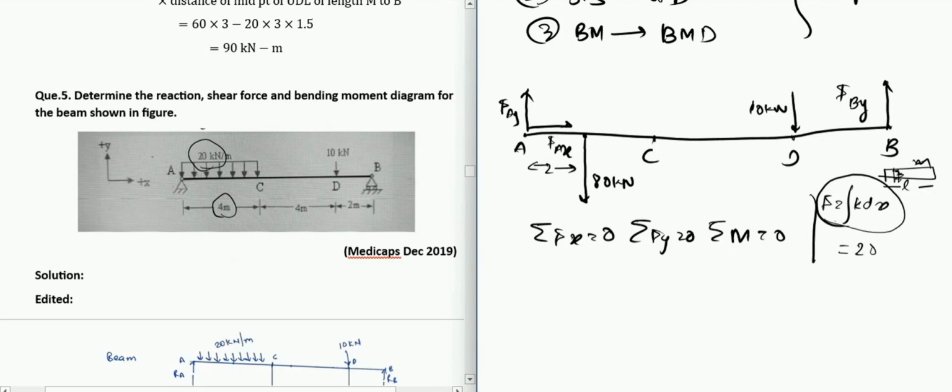So it is 20 into the integration from 0 to L, which is the total length of the beam, which is 4. So it will be 80, as explained earlier, and it can be assumed to be acting at the center of the beam. The center of the beam will be L by 2, which is 2 meters from here and 2 meters from here. That is how you can convert the UDL into a point load. You just have to find the total load and assume that it is acting at the center of the beam.